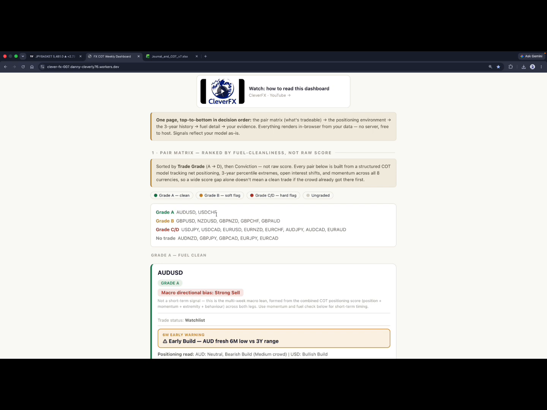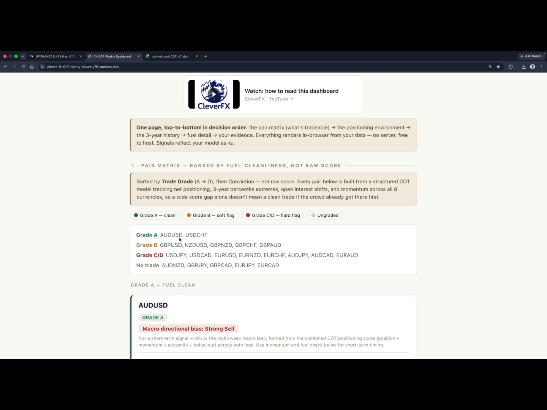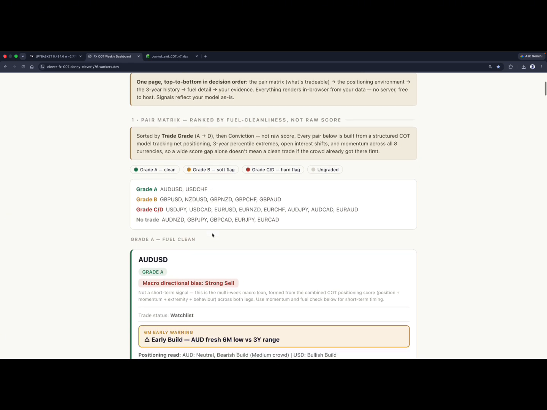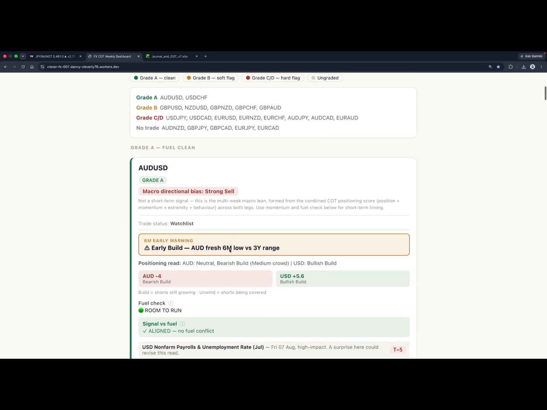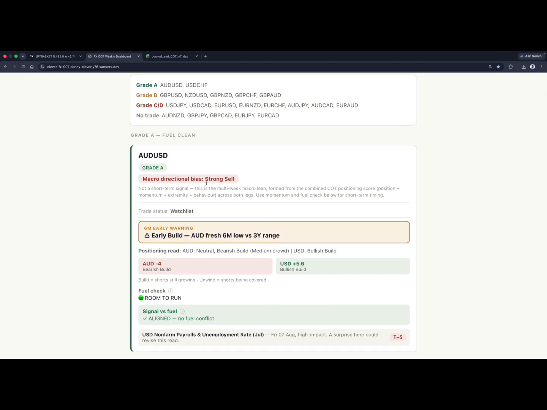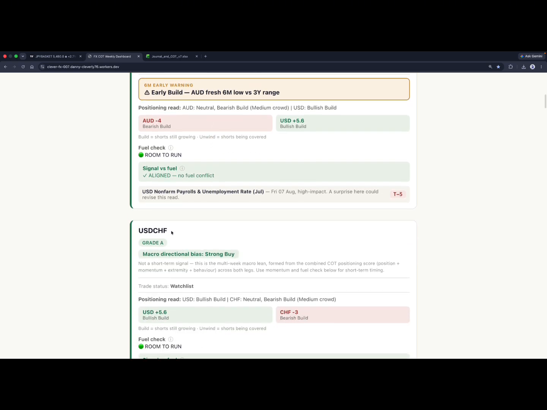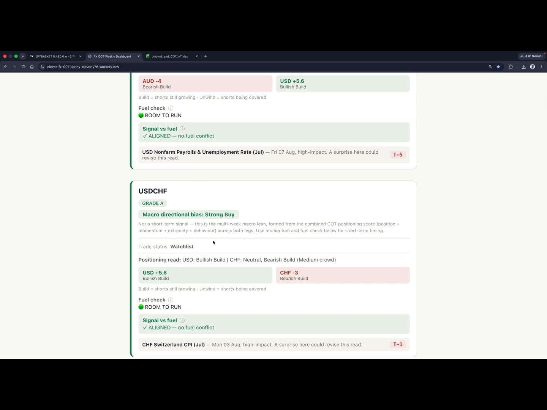So it's divided into 4 categories. So you get grade A trades. These are the ones that would have the confluence, the wind behind that particular trade. Aussie dollar, US, and US dollar Swiss franc. These are written here in, I guess, card format. So this is one card that shows the Aussie dollar, US dollar pair. It gives it a grade A. And below that we get the US dollar Swiss franc as well. So these are the only 2 that have the cleanest signals behind it.